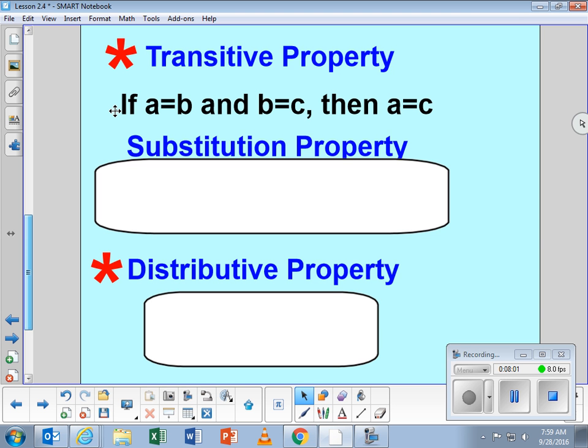Do you see how the transitive property looks very similar to the law of syllogism? Raise your hand if you see how they're similar. Okay, good. If I write it down, P implies Q, and Q implies R, then P implies R, right? That was the law of syllogism right there. And above it is the transitive property.